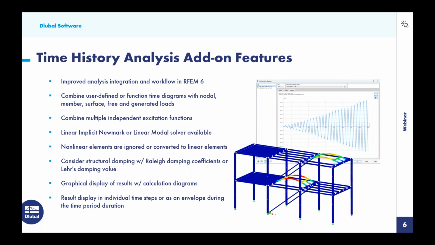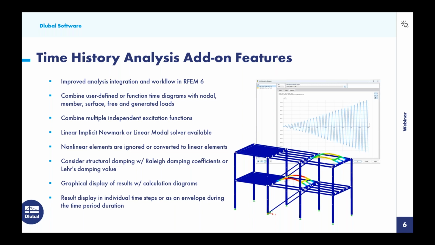We do offer the linear implicit Newmark or the linear modal solvers. And it should be known that currently in the program all nonlinear elements for a time history analysis are going to either be ignored or converted to linear elements. So for example, if you have failure in uplift for a support condition, this will simply be converted to a standard support for that dynamic analysis. Same concept with a nonlinear tension only member. Internally, this will automatically be converted to a truss element.